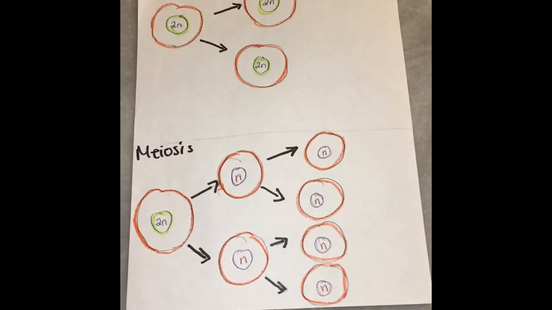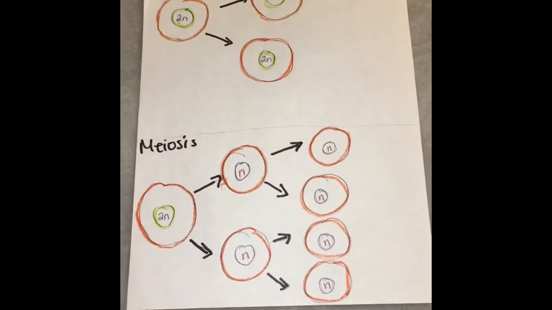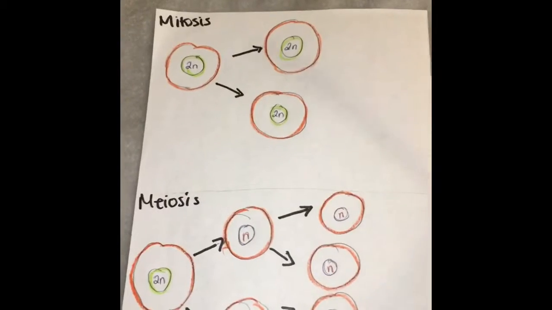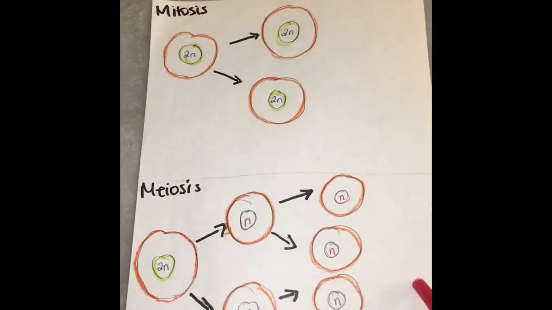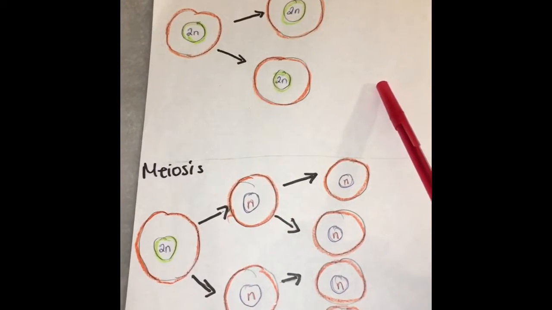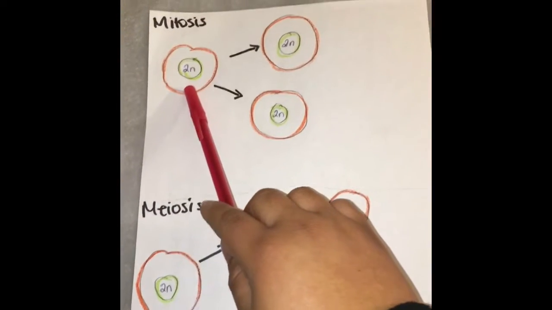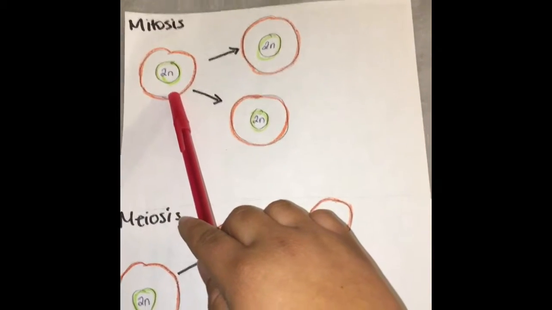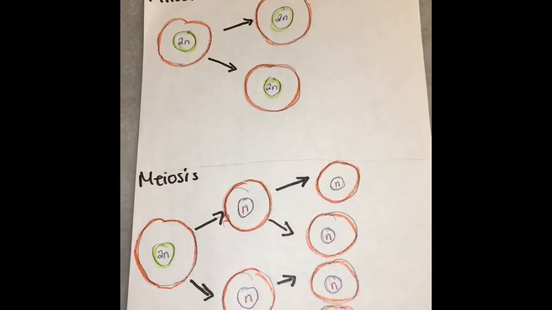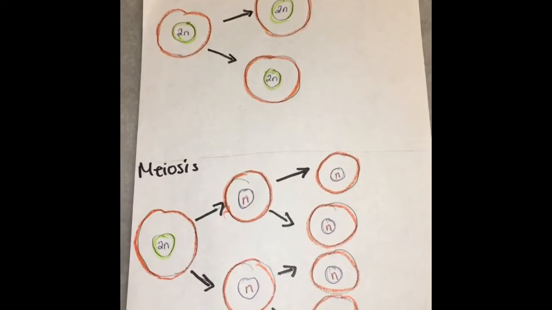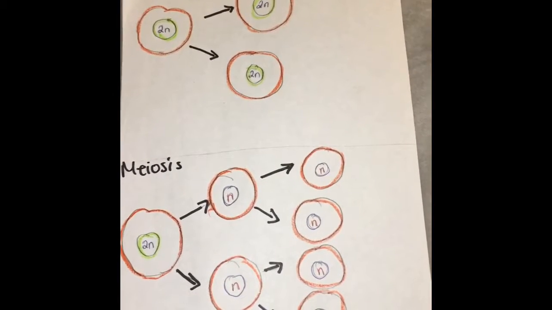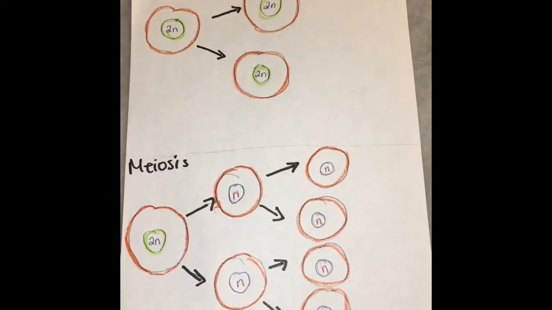I am going to start with talking about mitosis. As you can see, mitosis is at the top half, and meiosis is at the bottom. So, mitosis, you're going to start with a diploid number of chromosomes, which is represented by the 2N. In humans, there are 46 chromosomes present. We get 23 chromosomes from our mother and 23 chromosomes from our father that equal 46.